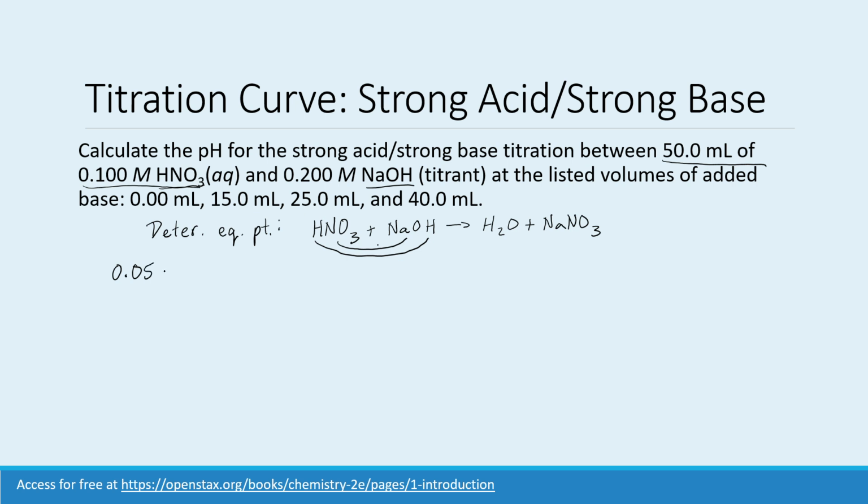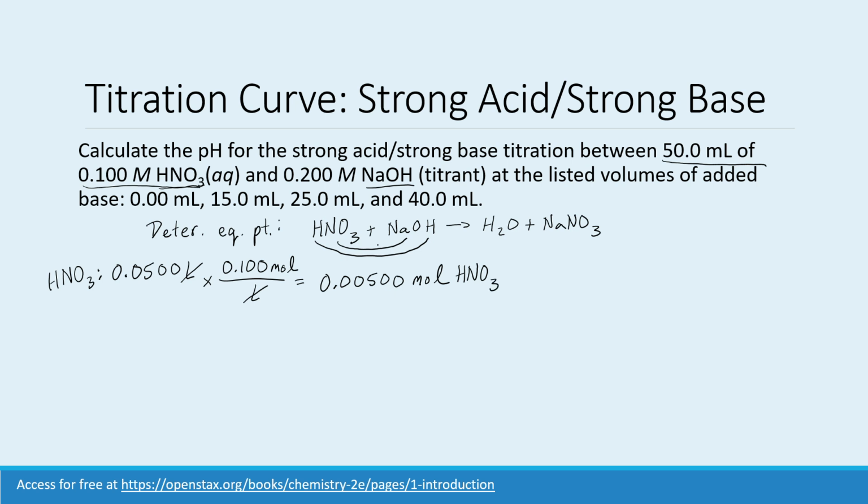That 50 milliliters, I can rewrite as 0.05 liters times the molar concentration of 0.1 moles per liter. And let's see, that will give us 0.005 moles. Sometimes it's helpful to keep the label on the outside here, I should have written nitric acid, and so that is moles of the nitric acid.